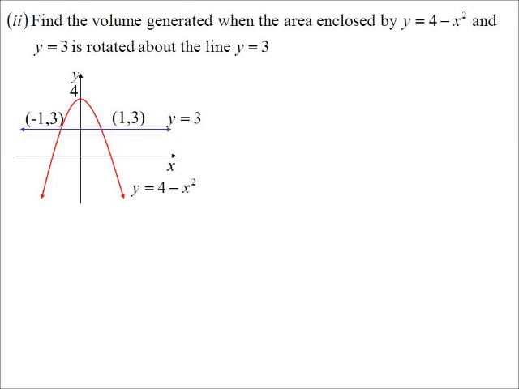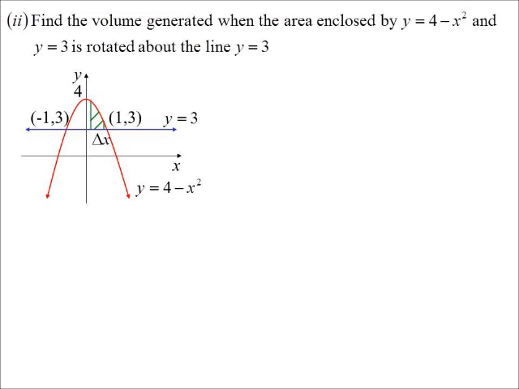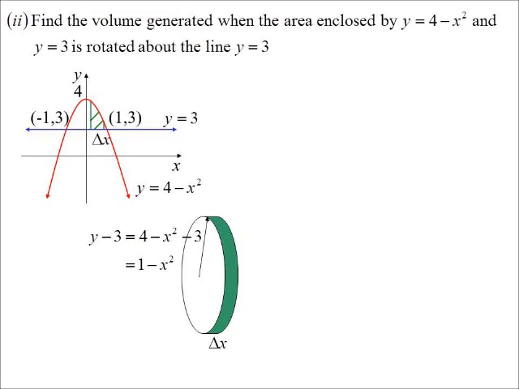I'll need to know those points of intersection, of course, because I'll need to know which x values I'm going in between. And they turn out to be, as you can see, minus 1, 3 and 1, 3. My slice is going to be vertical to the axis of rotation. So I draw it, I still get a cylinder. The radius, however, is no longer the y value, because I'm starting at 3. The radius would end up being the y value minus 3. And so it'll be 1 minus x squared we'll end up using for this.